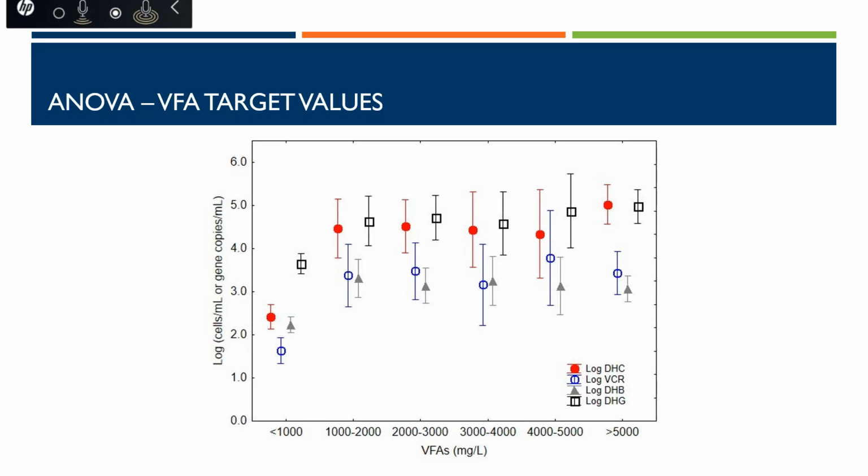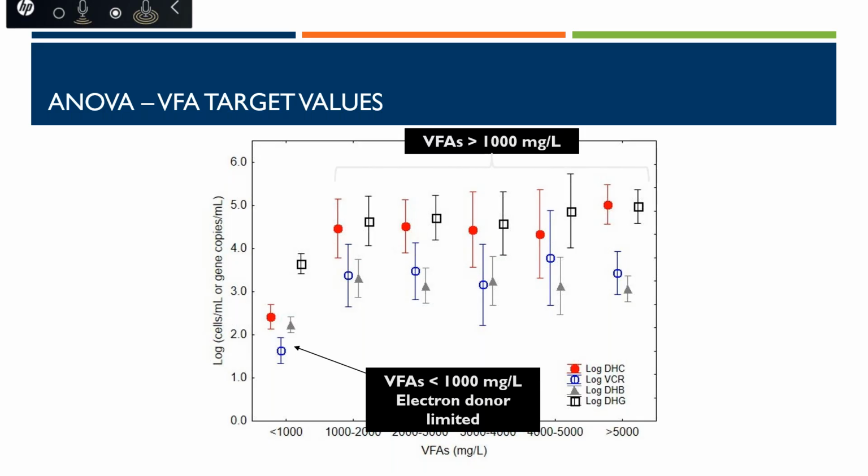Taking a look at the plot, we see when total VFAs are below about 1,000 milligrams per liter, DHC concentrations are typically below that minimum threshold level of 10 to the 4 cells per milliliter. So as a rule of thumb, we really want to be above that 1,000 milligram per liter total VFAs to ensure that halorespiring bacteria are not limited by low electron donor availability.